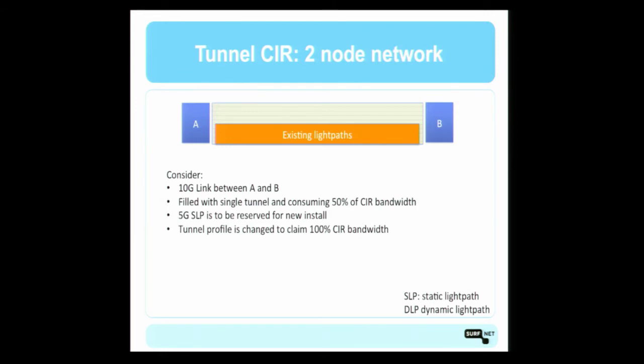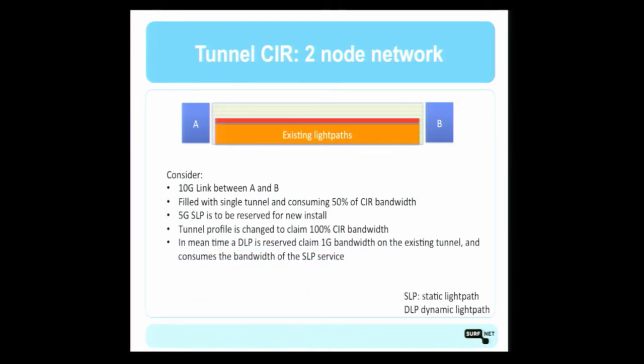But the bandwidth on demand thinks, well, that's nice, I can put a service on that as well. So they claim a 1 gig service on that particular tunnel, and your static light path, which you thought you could provision on that particular section, is not possible anymore. So that's a kind of scenario which we run into when building a network and thinking about it.